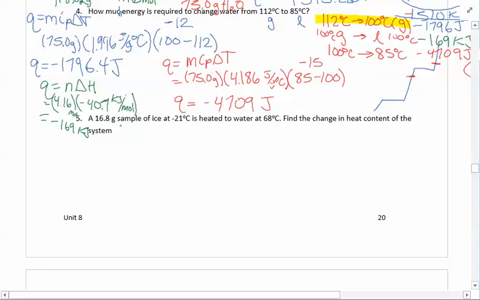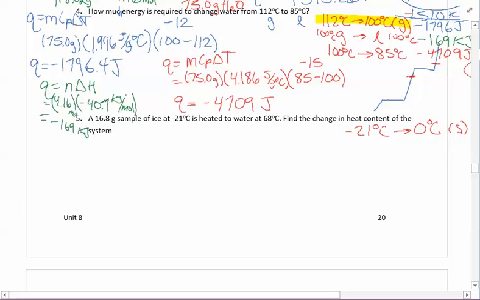So in the next problem, we have a 16.8 gram sample of ice at negative 21 degrees Celsius is heated to water at 68 degrees Celsius. Find the change in heat content in the system. So we're heating, which is the opposite of the last one, but we still have multiple steps here. So we're starting with ice, which is solid at negative 21 degrees Celsius. We can only stay a solid for ice until 0 degrees Celsius. So that's my solids part.